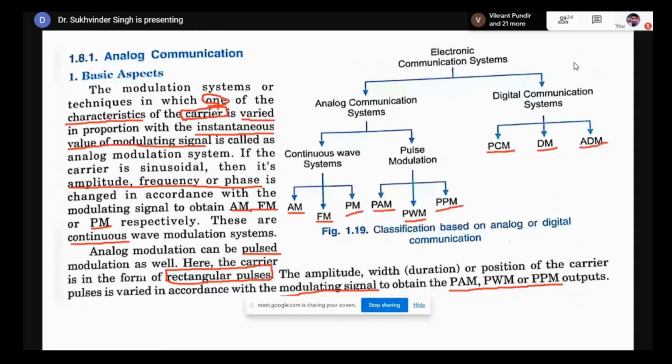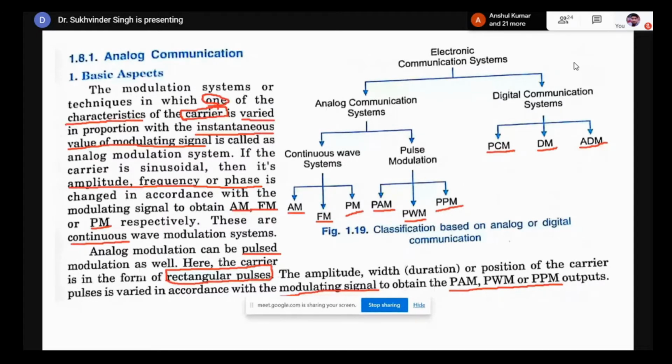That is the continuous wave system. We will have a carrier wave, and the information or modulating signal will be superimposed upon the carrier wave, and accordingly we get the signal, and correspondingly they are called amplitude modulation, frequency modulation, and phase modulation. In the case of pulse modulation, we have the carrier wave in the form of a pulse, and pulse modulation can be divided into three categories: pulse amplitude modulation, pulse width modulation, and pulse position modulation.